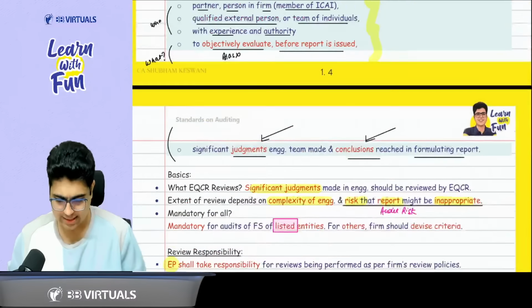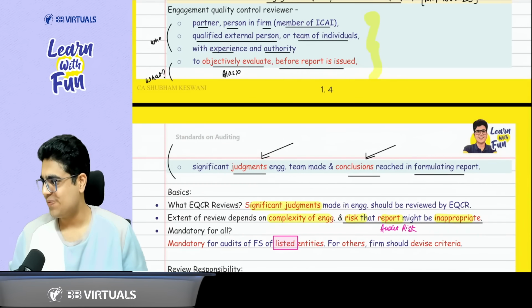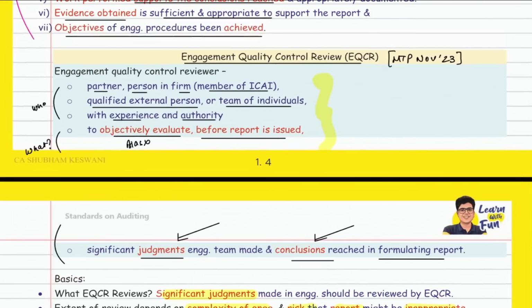Please come to your notes. Let's revise whatever we have covered till now. First of all, the definition of EQCR. Who is EQCR? A partner or other person in the firm. Just look at the board, everything will be clear. Or an external person with experience and authority. Okay, sir. What will he do? Objectively evaluate the significant judgment and conclusion.